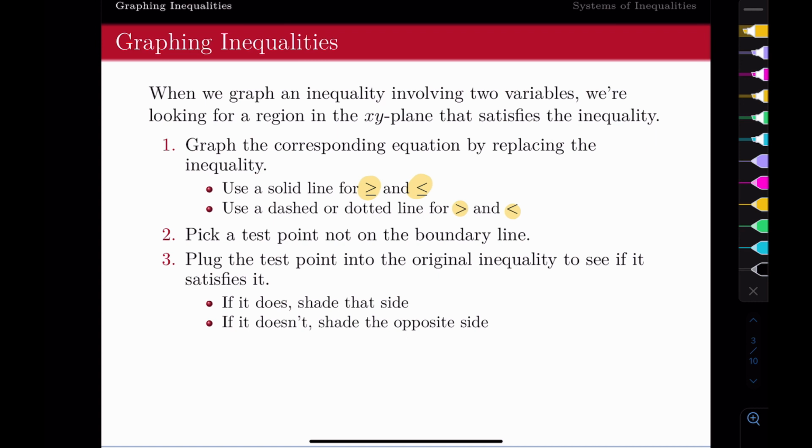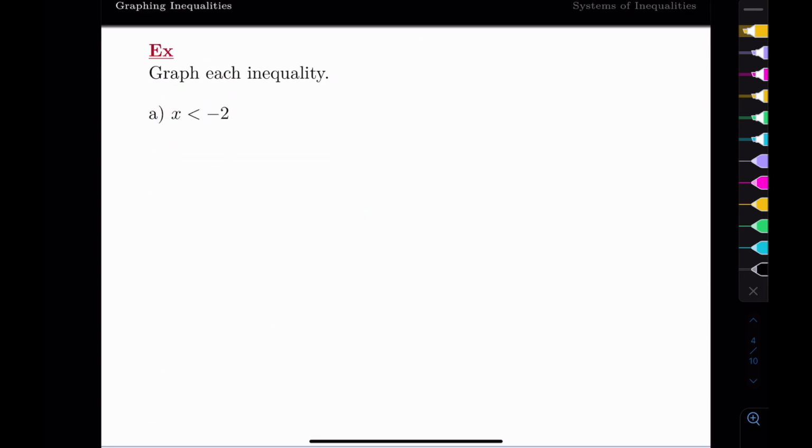So you want to pick a test point that's not on the boundary line. Then you plug that test point back into your inequality and see, does it satisfy it? If it satisfies the inequality, you shade where that test point is. If it doesn't, then you're going to shade the opposite side because that region doesn't work. It's the same kind of idea as when we picked those different intervals and picked a test point within each to see if it worked.